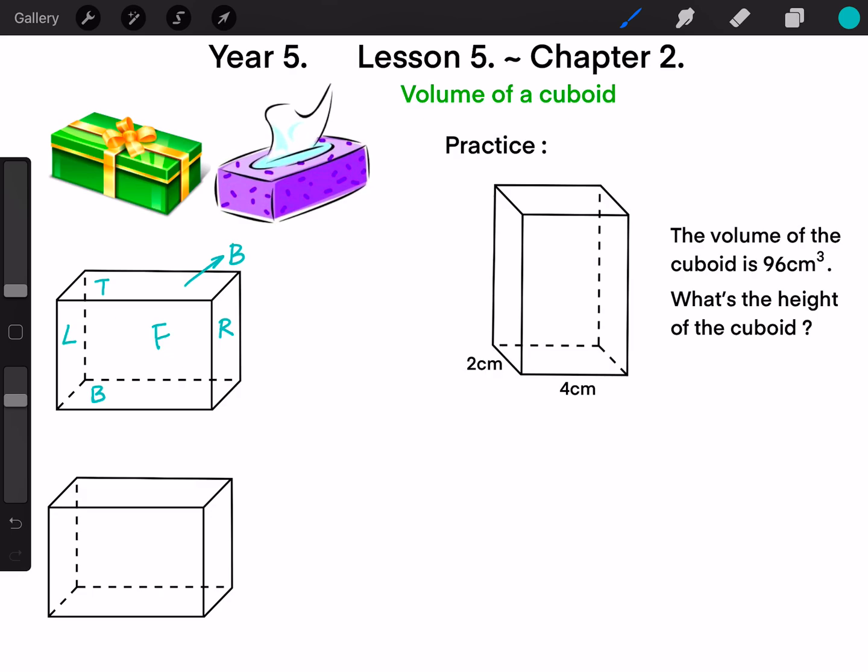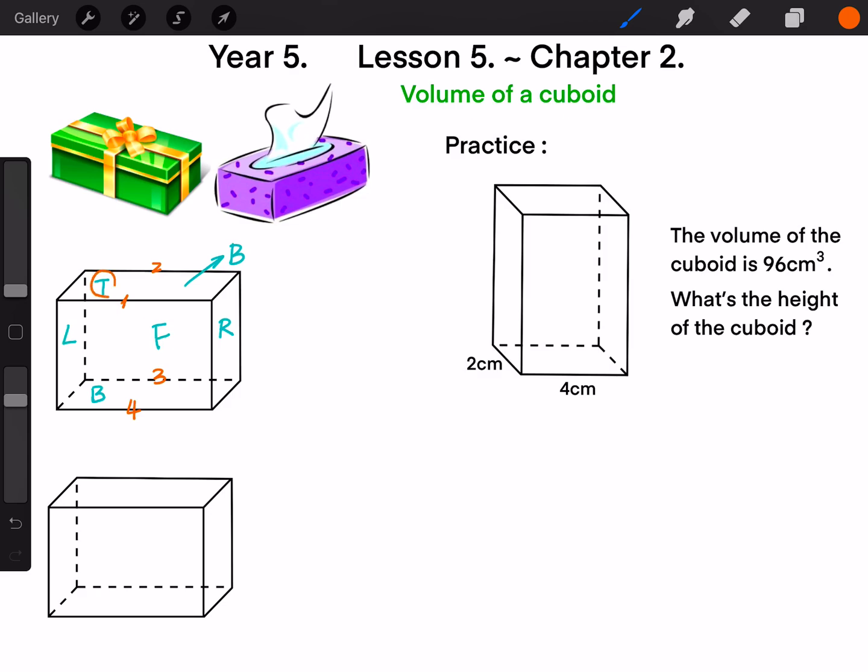A cube has 12 edges. They are equal in length. A cuboid also has 12 edges. However, they are not all equal in length. Side 1, 2, 3, and 4 are equal in length. Why?